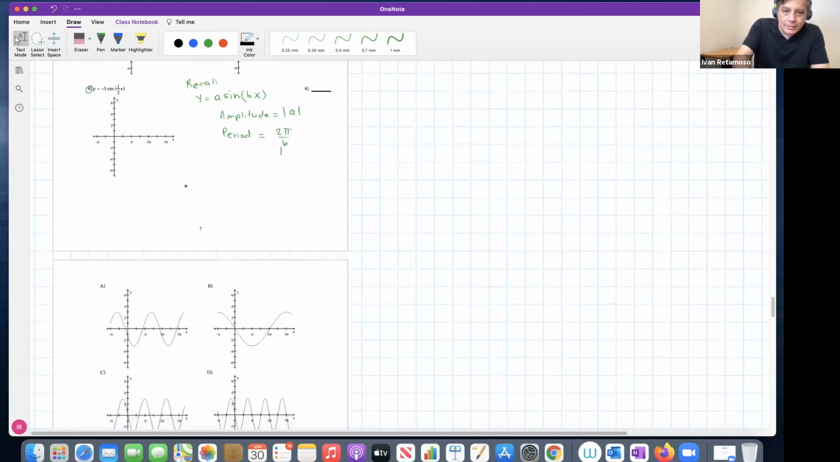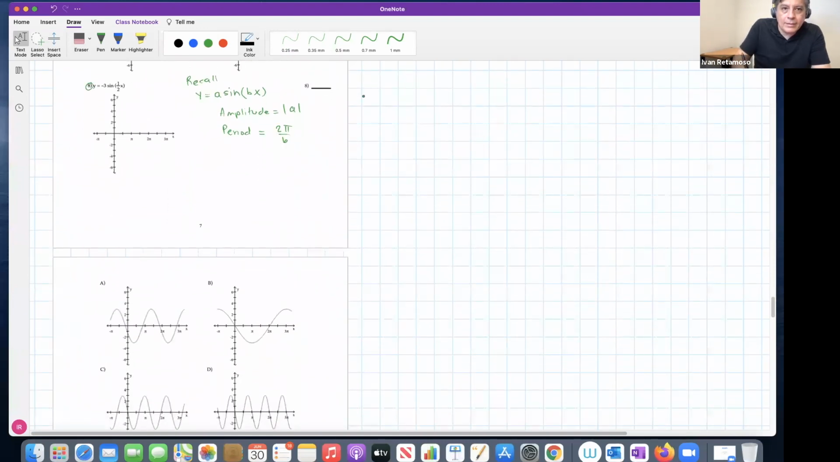So this one, this one. I will write the question here. Graph y equal -3 sine of 1/2 multiplied by x. Yeah, this is one of these 4 graphs. So can you figure this out?